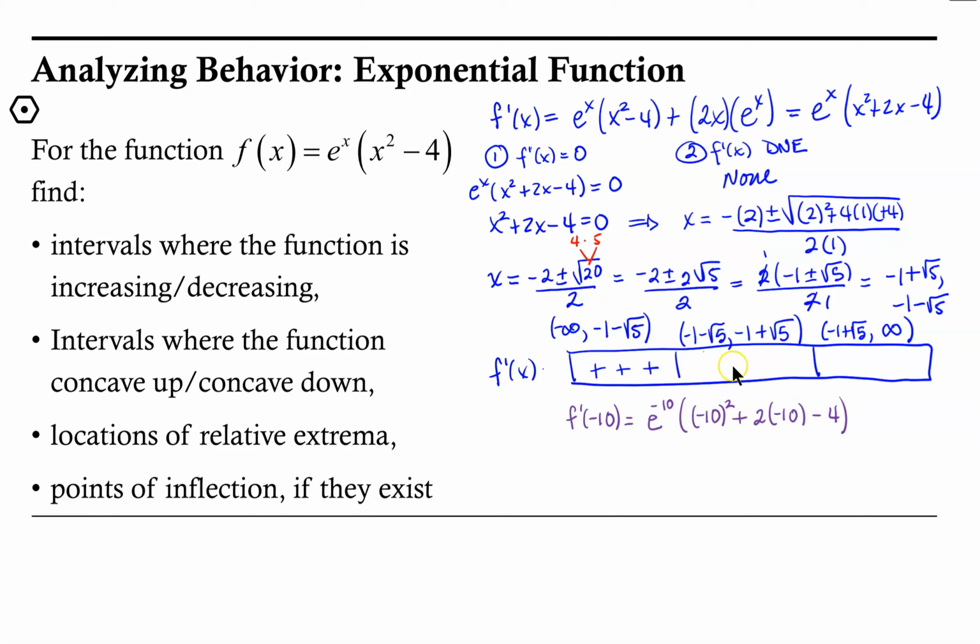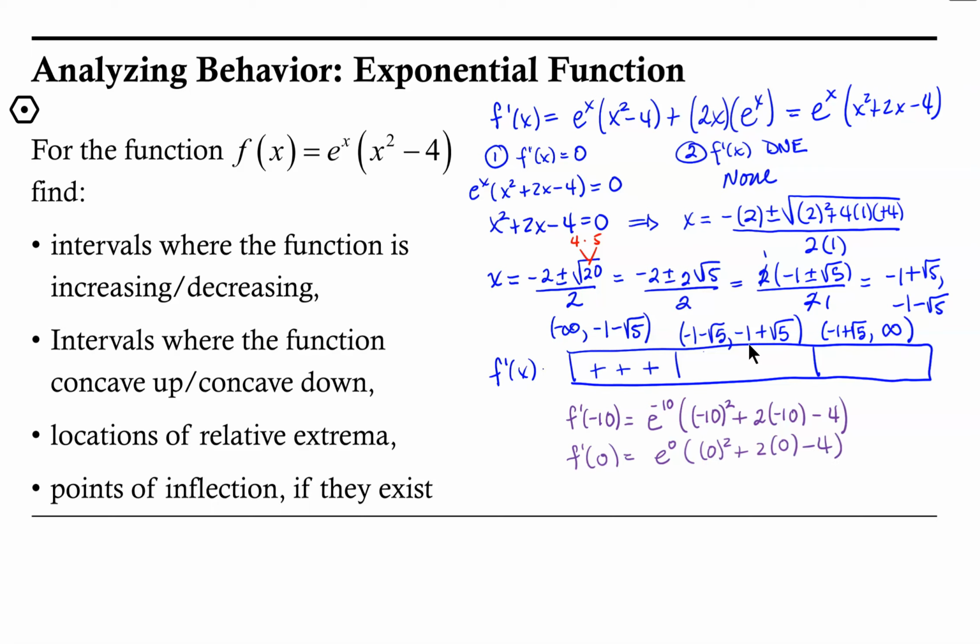Now, choosing an x value in our second interval, 0 is safely within this interval. Negative 1 minus square root of 5 is negative, negative 1 plus square root of 5 is positive, so 0 is somewhere in that interval. So let's check the derivative at x equals 0. We get e to the 0 times 0 squared plus 2 times 0 minus 4.